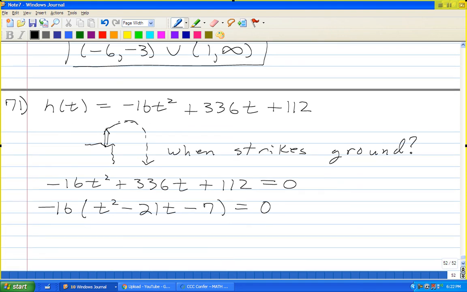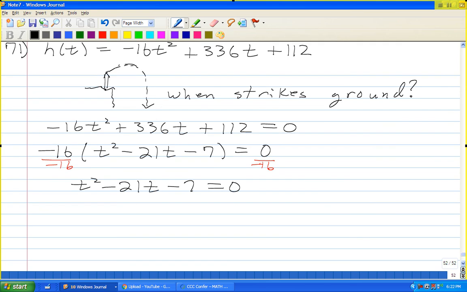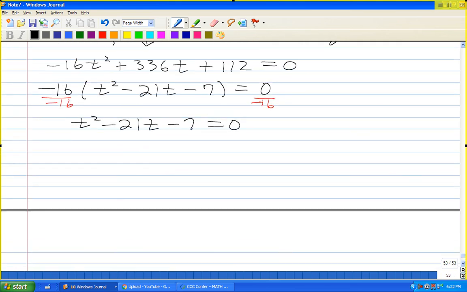So you can't factor that. So I guess the only thing to do is notice I can divide both sides of my equation by negative 16. So I just get t squared minus 21t minus 7 is 0. So let's use the quadratic formula.